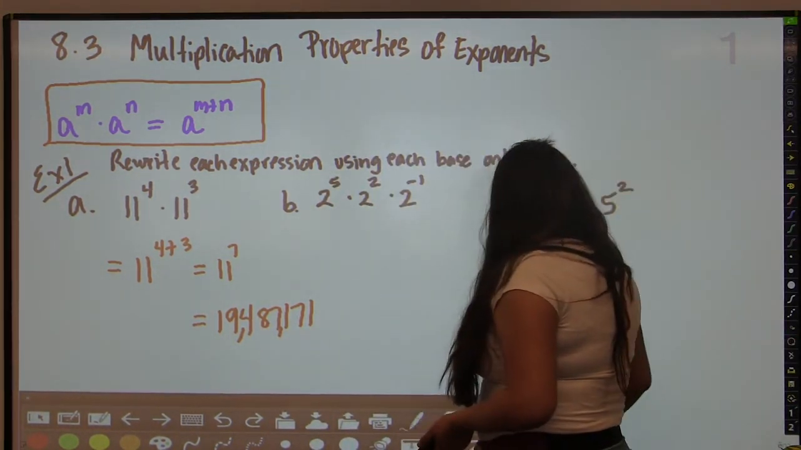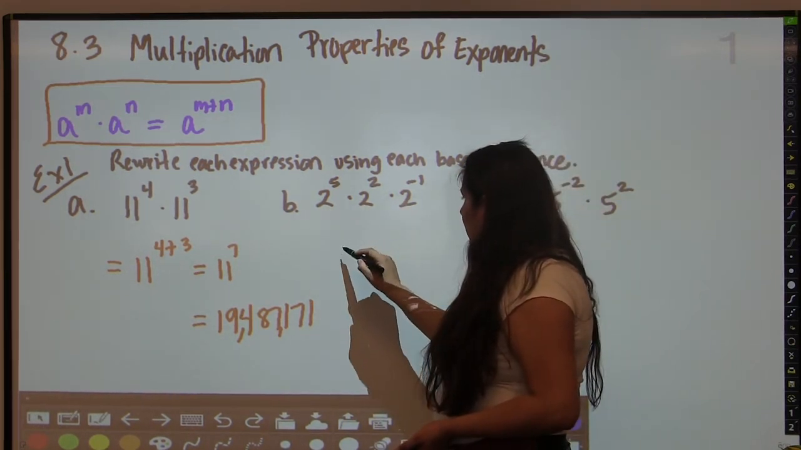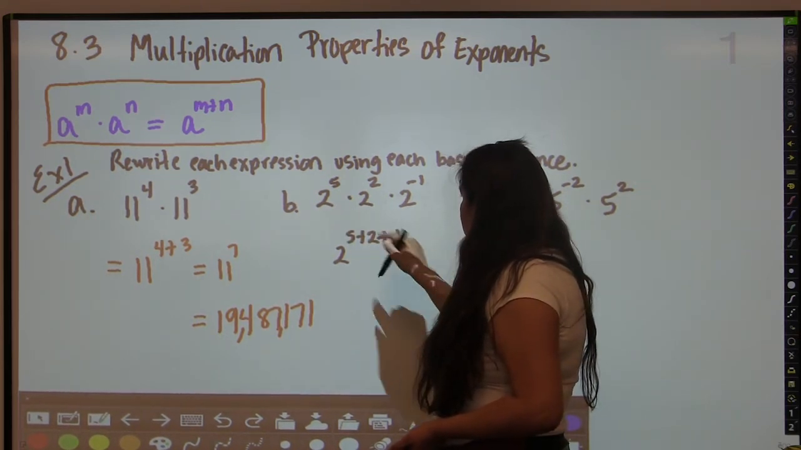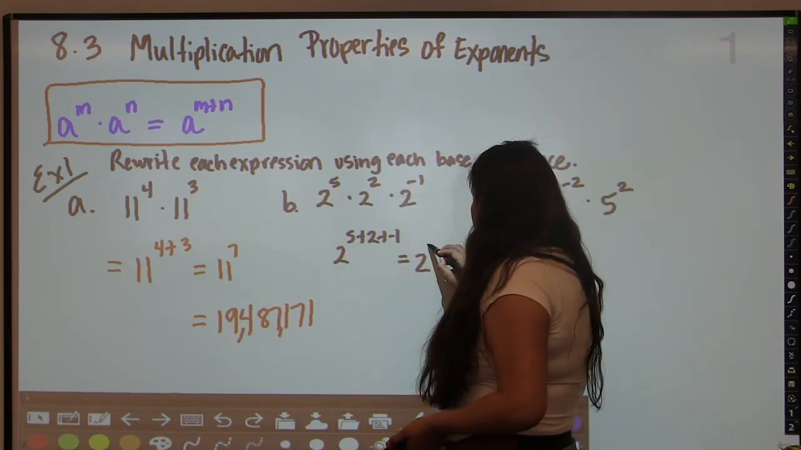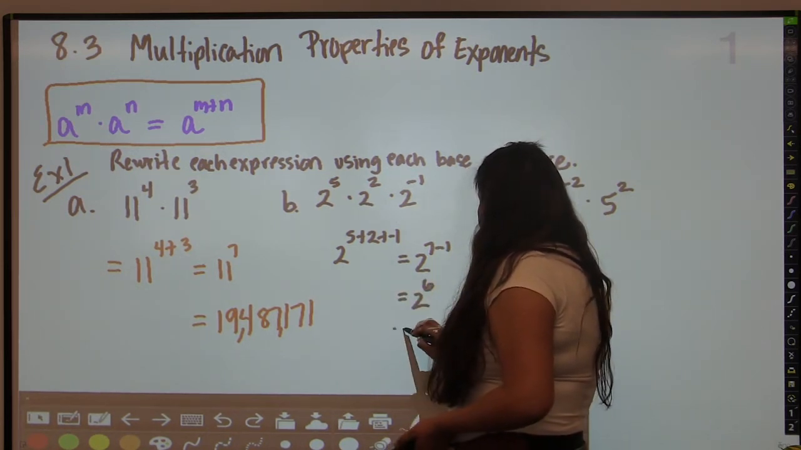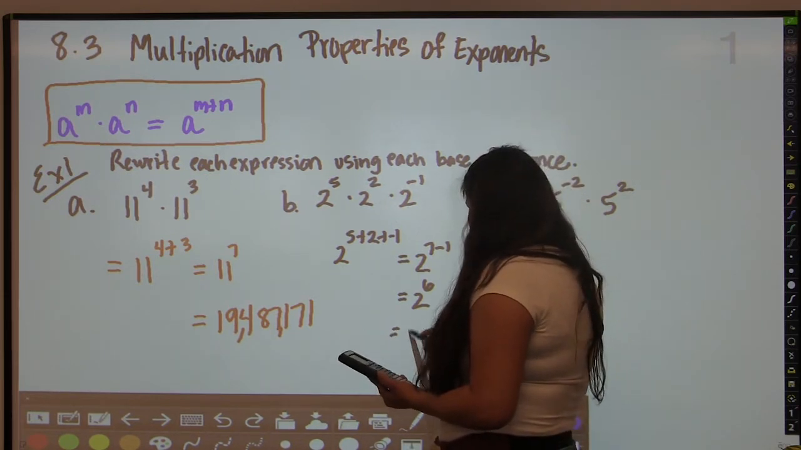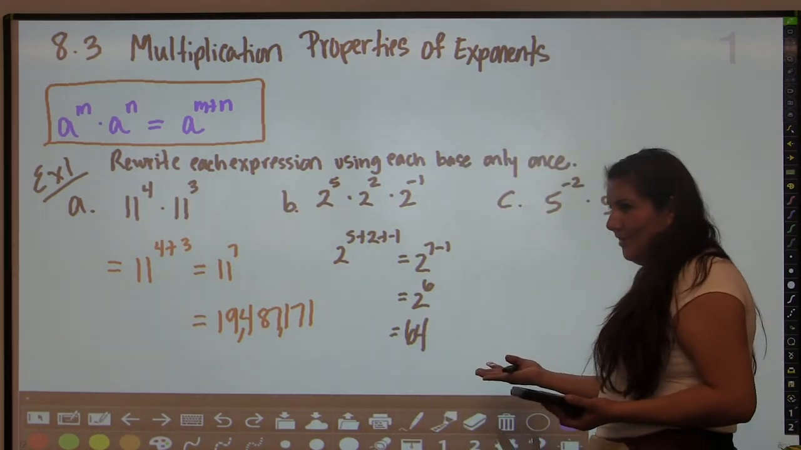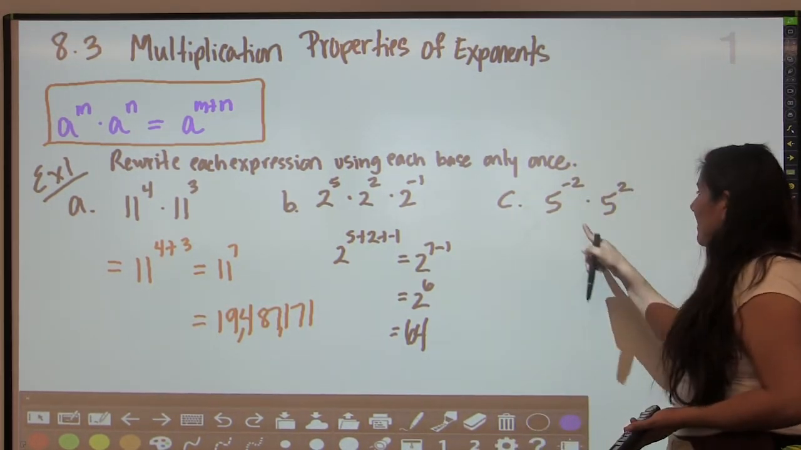What about B? B says they're all the same base. So I'm going to get 2 to the 5th plus 2 plus -1. So I'm adding all of those together, which is the same thing as 2 to the 5 plus 2 is 7, and then -1, so eventually I get 2 to the 6th power, and 2 to the 6th power is another big number, but not as big as that one, 64. Anyway, 64.